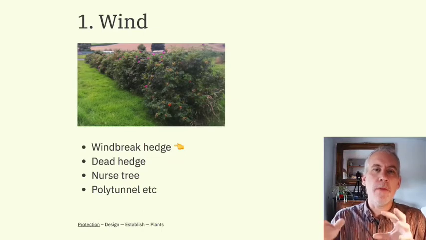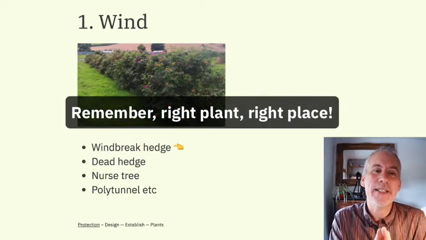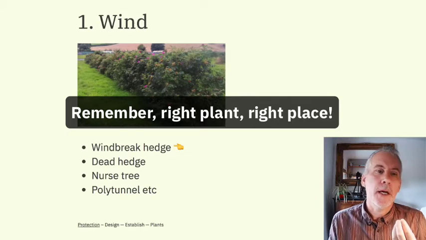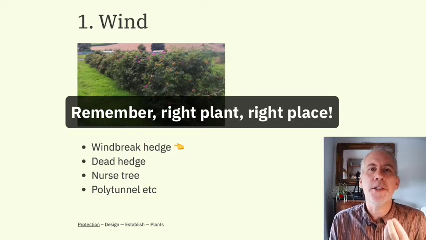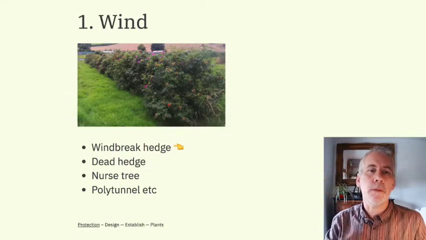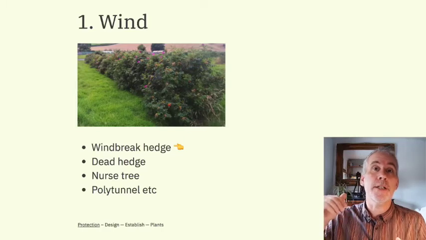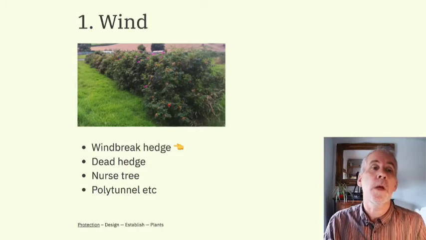You've got to work out the right hedge for the right place, the right plant for the right place. And they take a while to get established. I mean, we've got Rosa rugosa up in the forest garden at the top, and it's taken about 4 years for it to get to 2.5 meters tall.